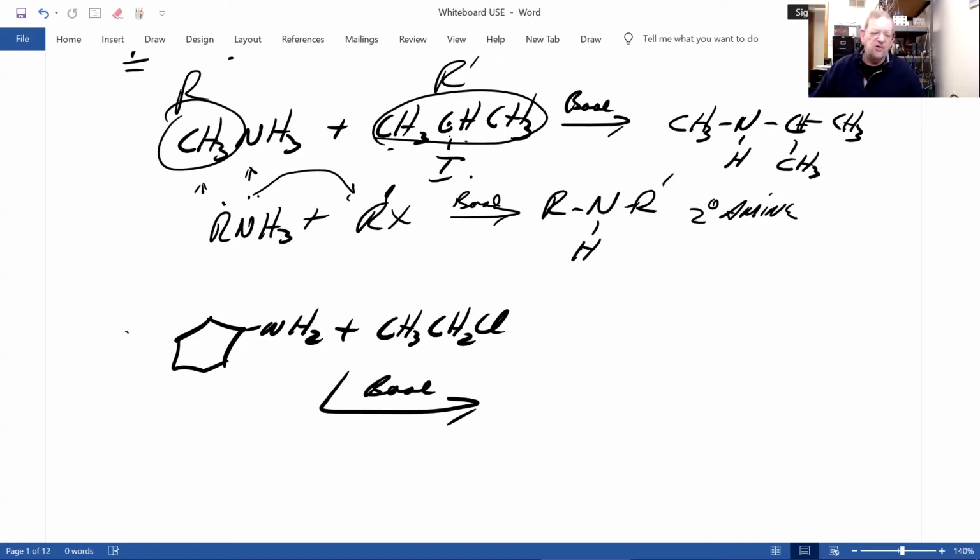All right, look for what's different, what's not carbon, what's not hydrogen. That's where the fun is. Nitrogen, with carbons attached to it. This is a primary amine.